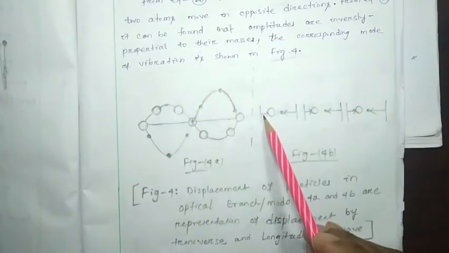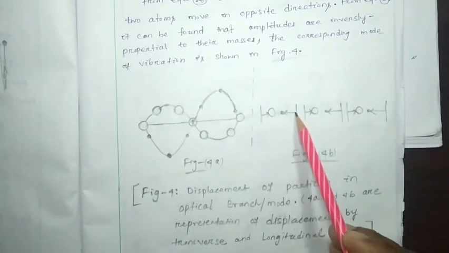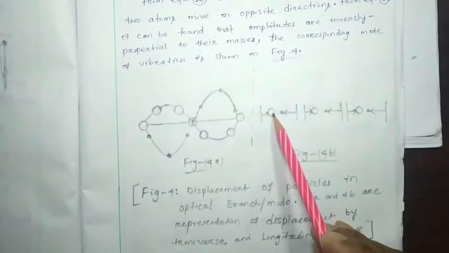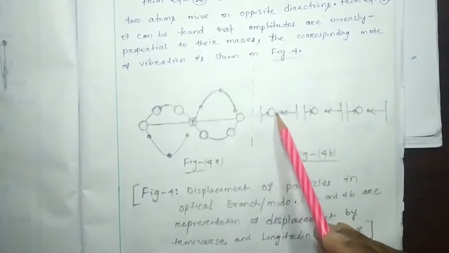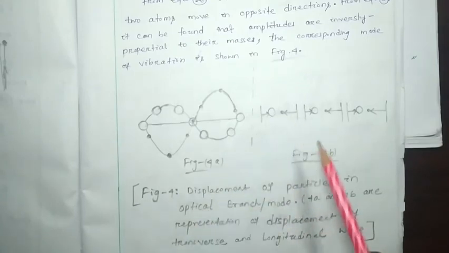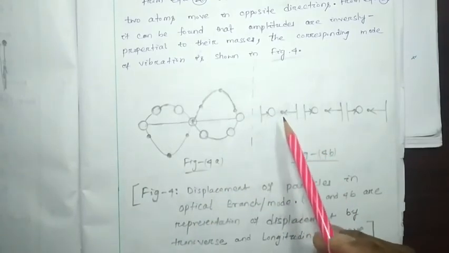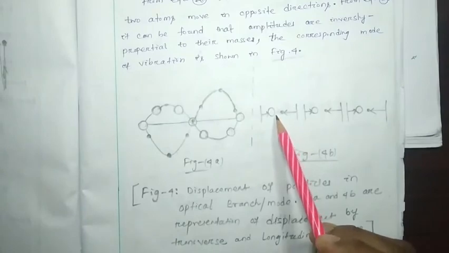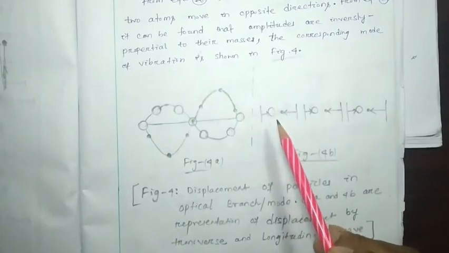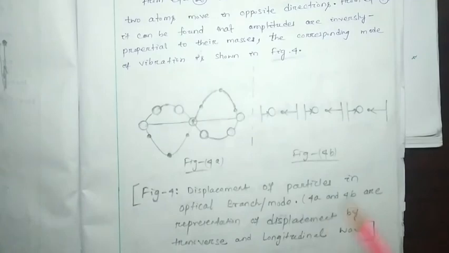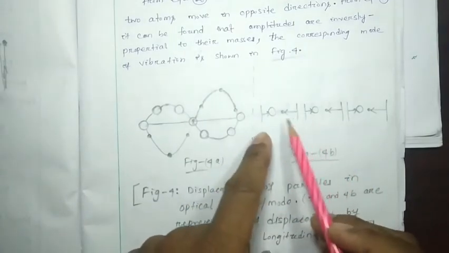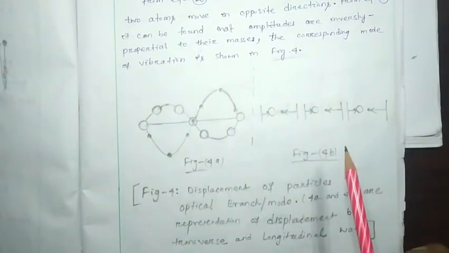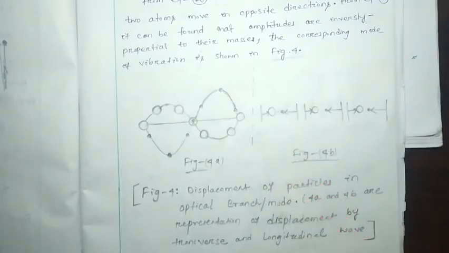Here, this is the amplitude of the larger mass, this is the amplitude of the smaller mass, but if both have the same mass, they also move in opposite directions with each other, but with the same amplitude. They have to move opposite to each other in this optical branch.